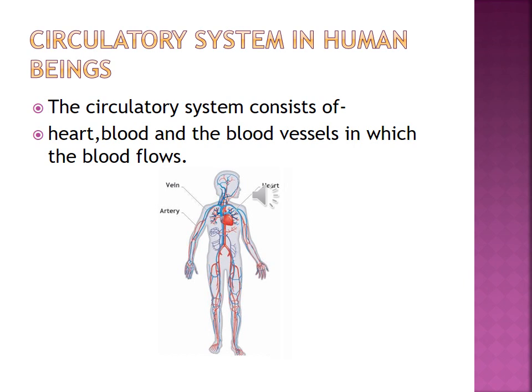You can see that it consists of three parts: heart, blood vessels, and blood which flows in them. Blood flows through a network of tubes which are called blood vessels and is pumped to every part of the body by the heart. So the heart, the network of blood vessels, and blood form the circulatory system. Now we will see one by one.